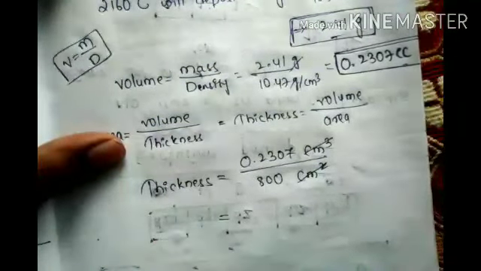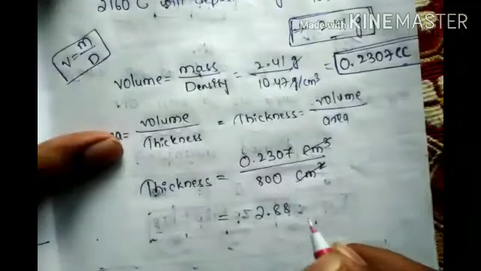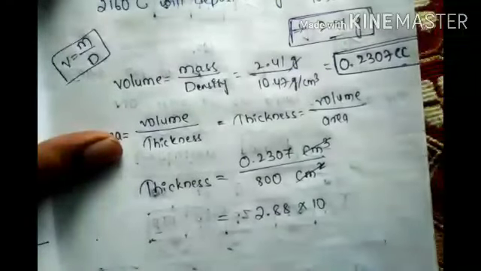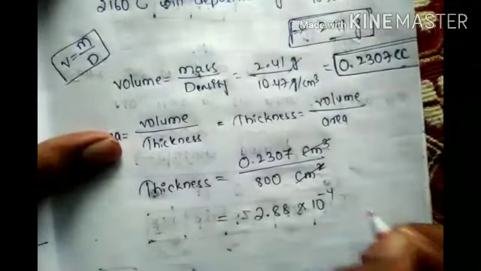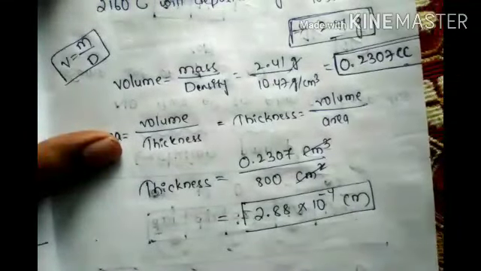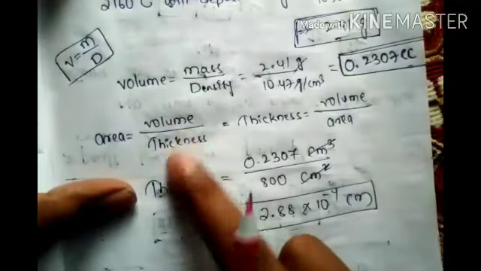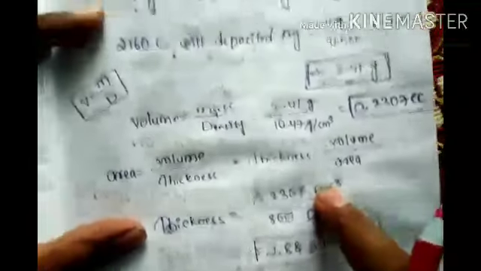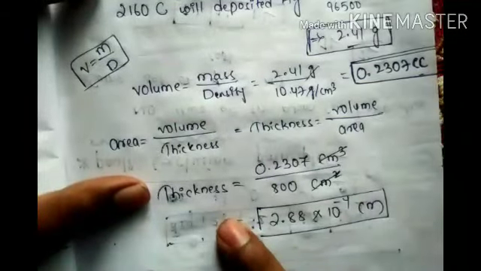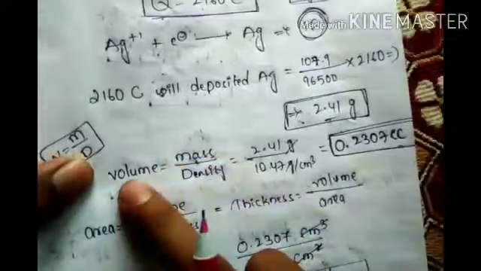Now thickness equals 2.88 into 10 to the power of -4 centimeters. Very big problem. Got it? Area equals volume by thickness, thickness equals volume by area. So if you want to find out thickness, area they given, and volume we want. Volume they given, I think. Yeah, they given.